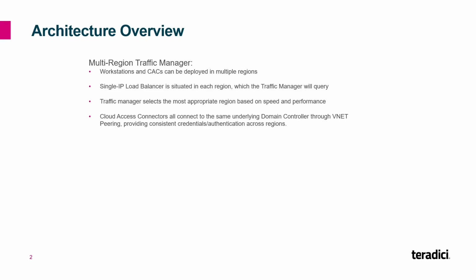A load balancer for each region's cloud access connectors will be deployed, and the traffic manager will query these load balancer endpoints and select the most appropriate endpoint based on the performance and speed needs. So the cloud access connectors all connect to the same underlying domain controller through VNet peering. So even though it's multi-region, it'll all use the same credentials because they're all connected to the same domain controller.